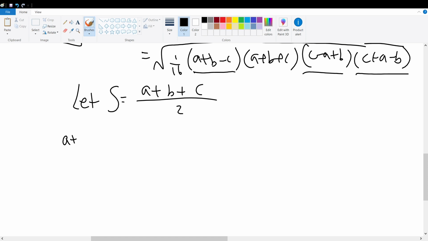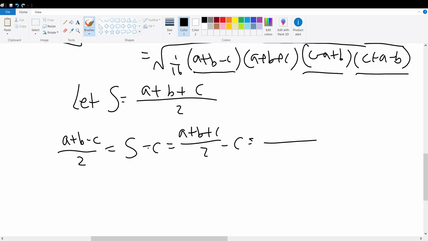As we know, a plus b minus c divided by 2 is equal to the semiperimeter minus c, as it is equal to a plus b plus c divided by 2 minus c, to give us 2 in the denominator, a plus b minus c. So this checks out. But how did I get a plus b minus c divided by 2?